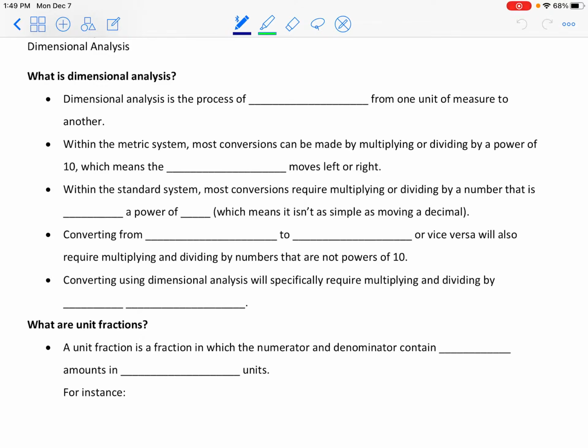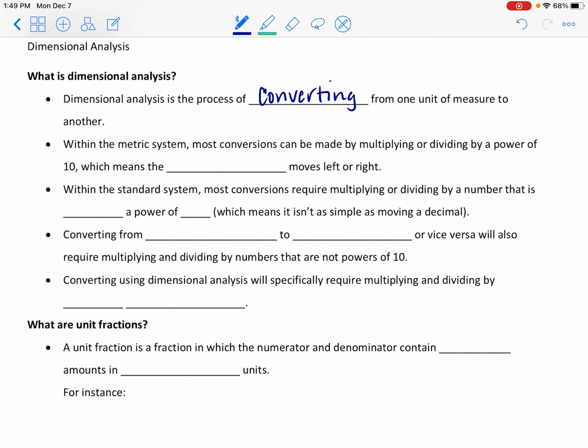Hello and welcome to our lesson on dimensional analysis. Now that sounds kind of fancy, but it's really just a fancy name for converting, right? It's the process that we use to convert from one unit of measure to another, all right? So it's the process of converting from one unit of measure to another.